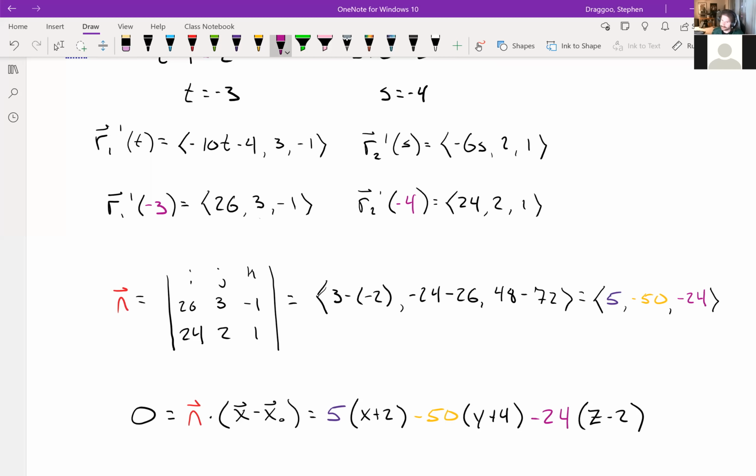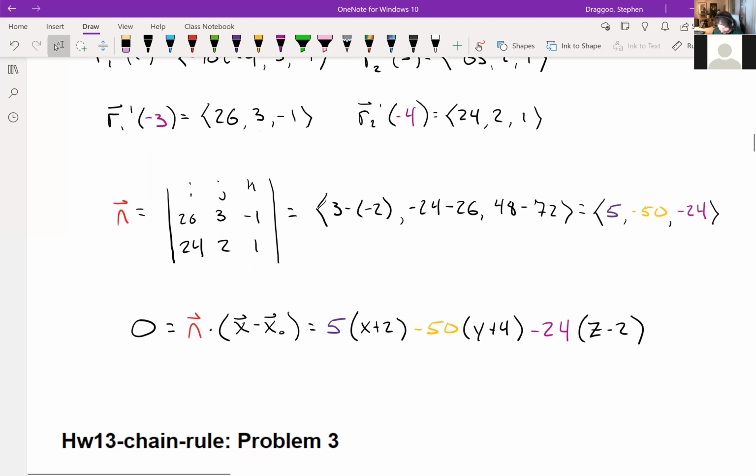Yeah, well, it's the simple stuff that kills you, I guess. Cool, but that's going to be good enough for the equation of our plane, I would think. Leave that as it is.